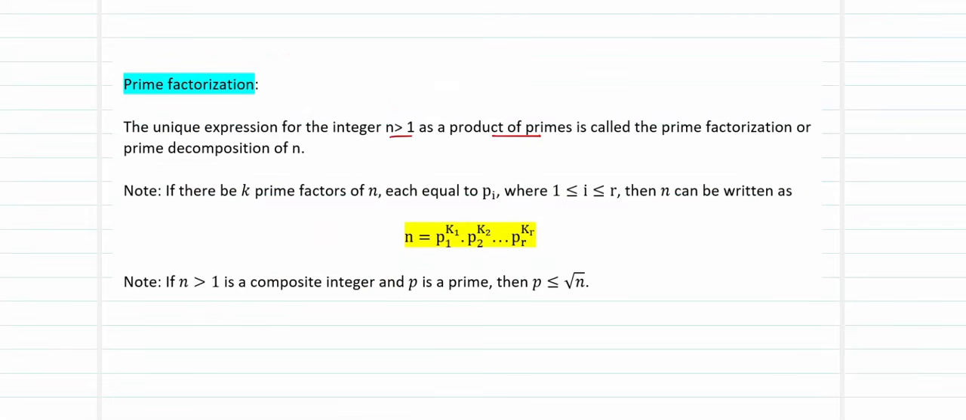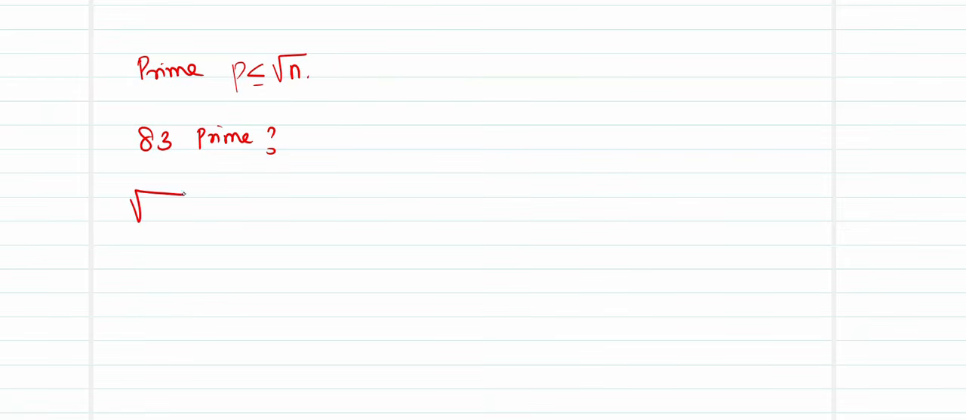And we know that by the second note, if n is greater than 1 and is a composite integer and p is its smallest prime factor, then p is going to be less than or equal to the square root of n. So if I want to know whether a given number is prime or not, I can just go for the square root of the number and then check all the primes that are less than or equal to that quantity. Suppose I want to check if 83 is prime or not. So what will I do? I need not check from 1, 2, 3, 4 and so on till 83.